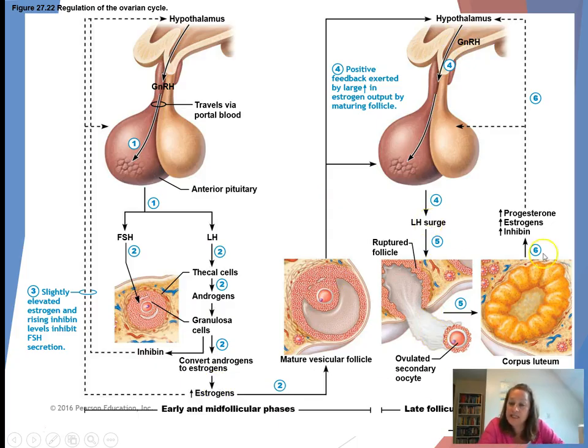Now, once the egg is released, notice how we have all of these hormones. The corpus luteum is the follicle after the egg gets released.